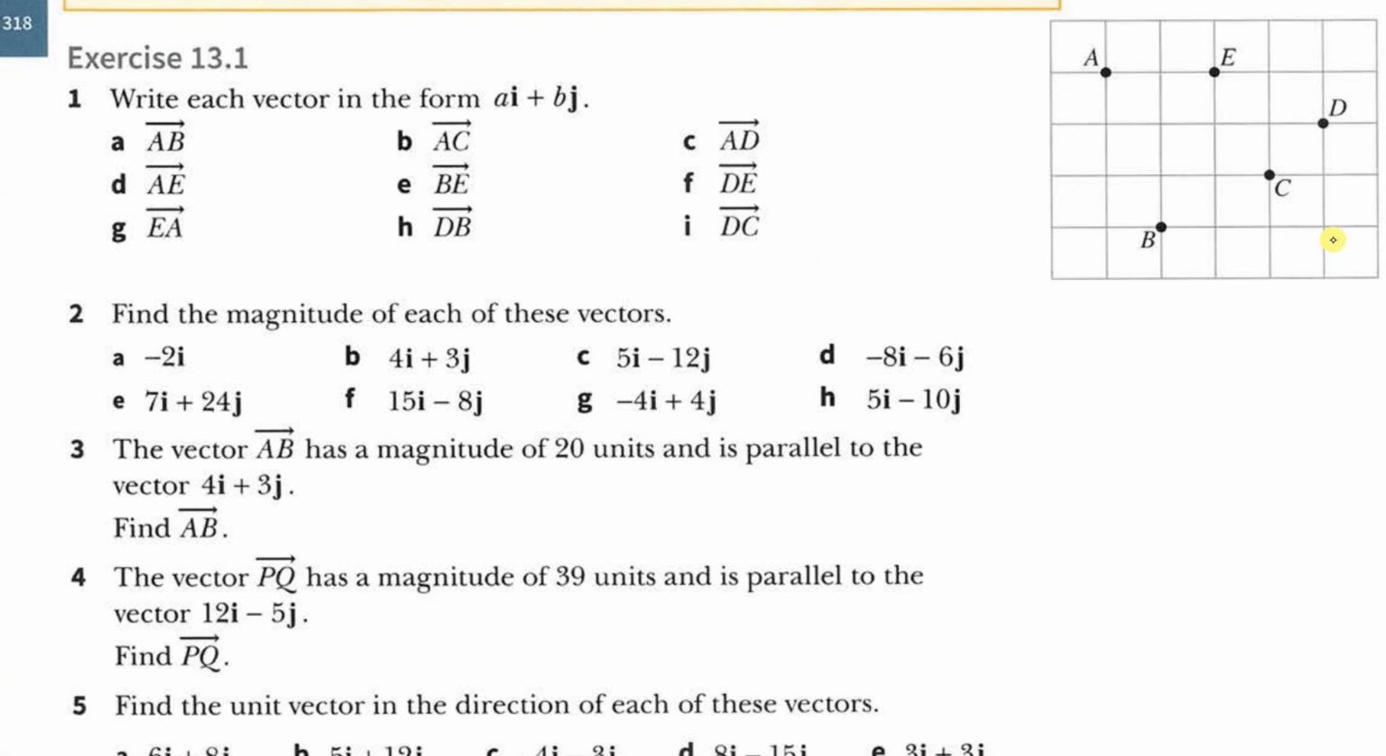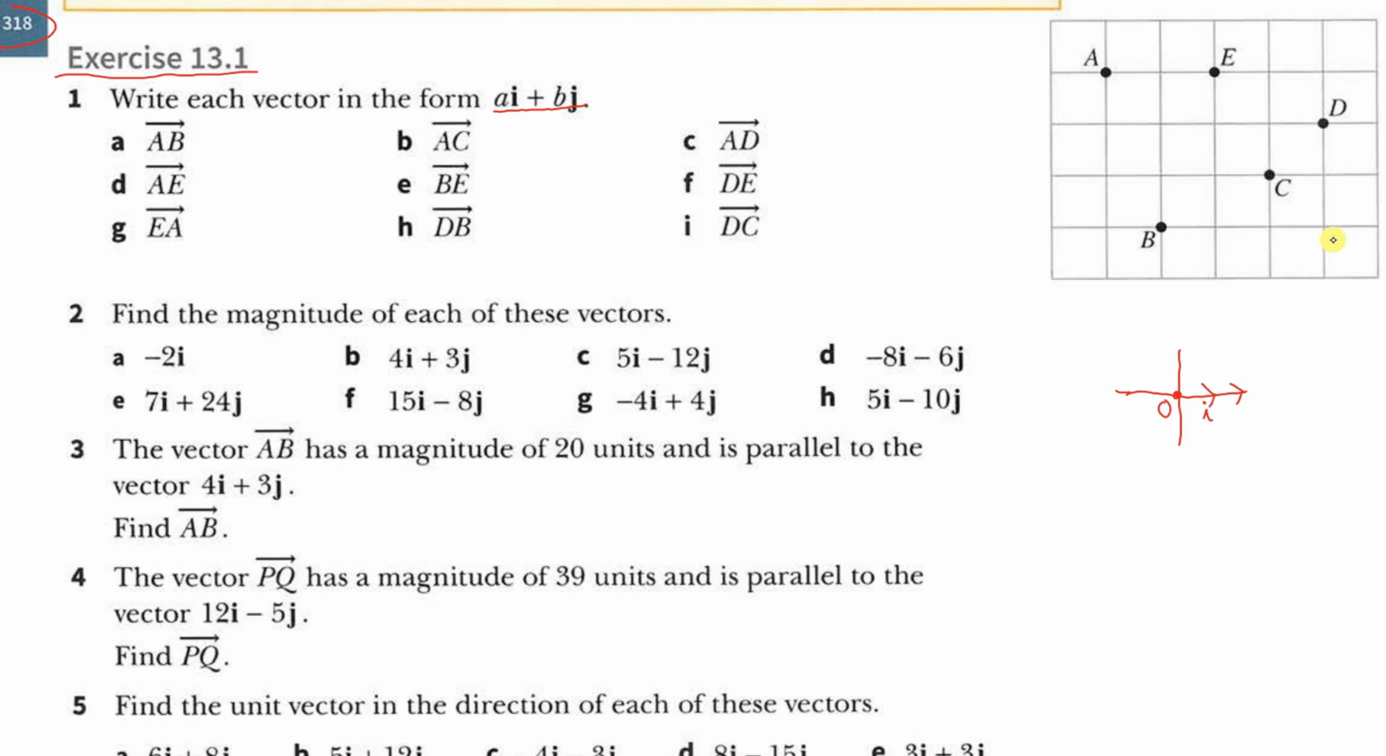Exercise 13.1, page number 318, we are going to show. Write each vector in the form ai plus bj. That is the first part. To do all the vectors in a particular direction, we need to consider this. If this is a center, any vector from the center going to the right, we denote it as i in that direction.